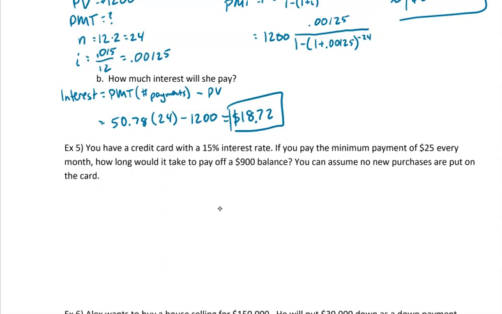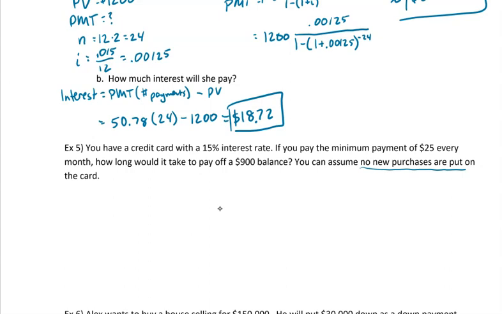So whenever we're talking about credit cards, that's the same thing as basically taking out a loan. Keep in mind, the important part for this one, to not make it too complicated, is that there's going to be no new purchases on the card. That way you're not trying to pay it off and adding to it at the same time. That part can get more complicated. So this one is just, you have $900 on your credit card right now. You're going to pay $25 every month. How long is it going to take you to get that balance down to zero?